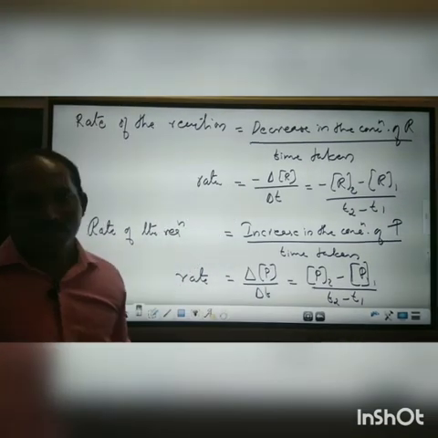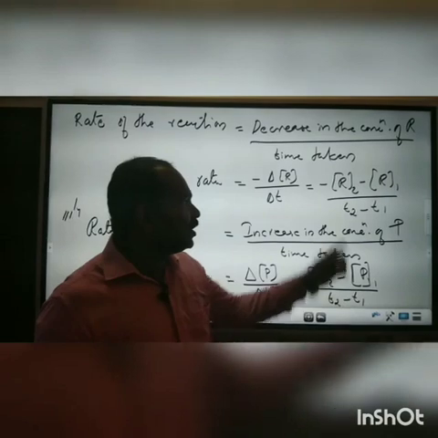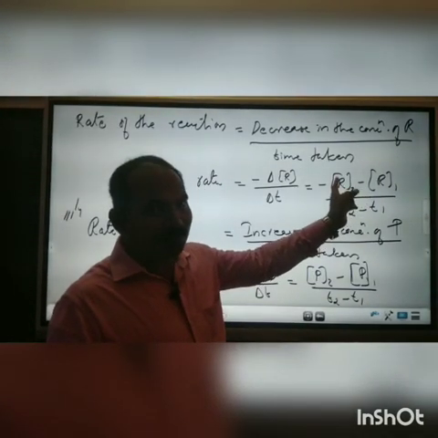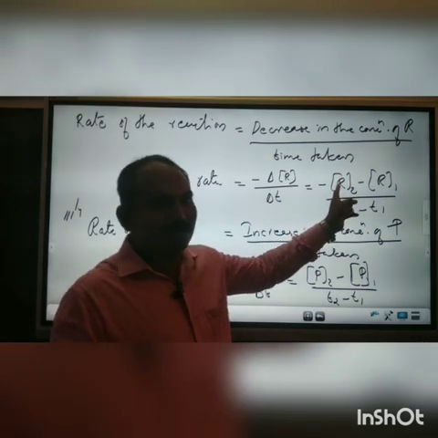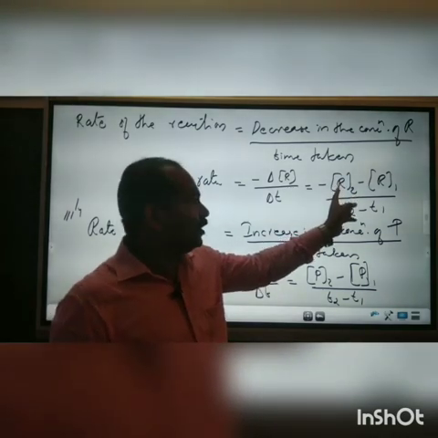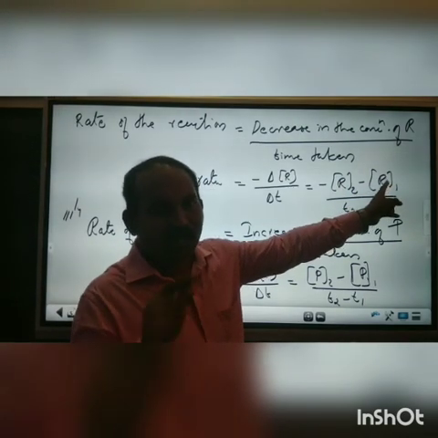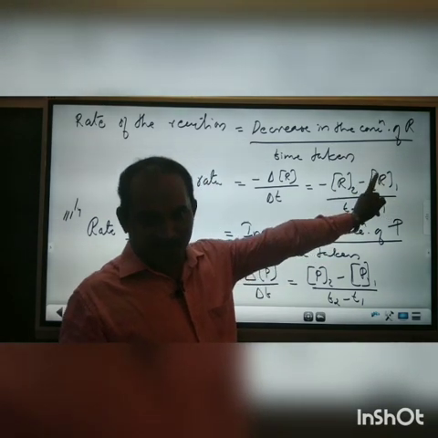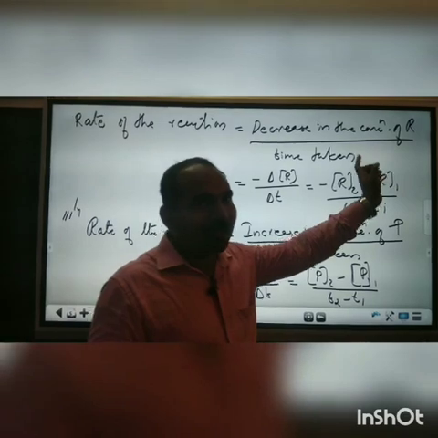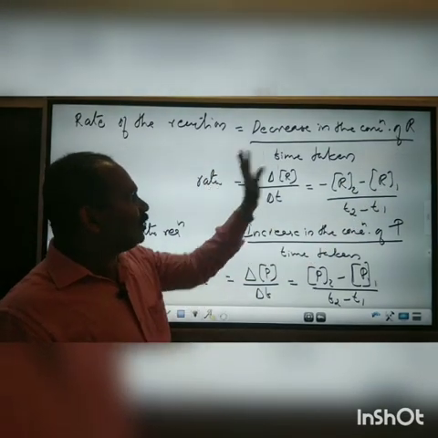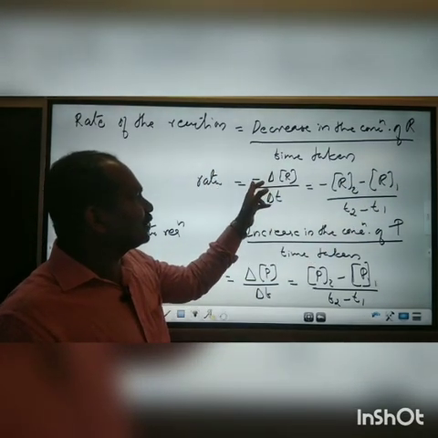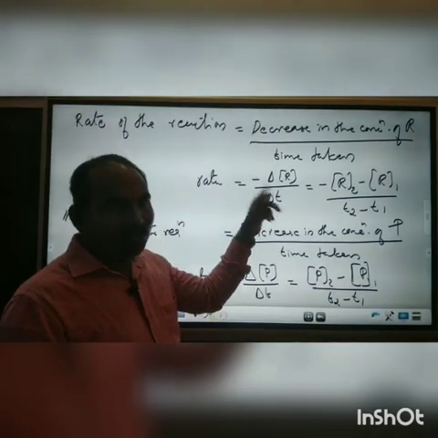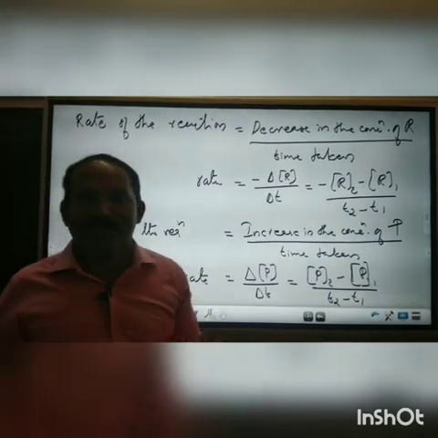The minus sign indicates, you know that R2 is smaller. In the case of reactant, the final concentration of reactant is smaller and the initial concentration is higher. So the difference should be negative. So the rate becomes negative if we don't put the minus sign in the equation. So we multiply with minus 1 to get the rate of the reaction as positive.